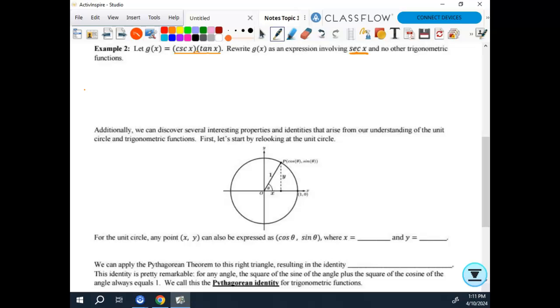So cosecant, what's that the reciprocal of? Sine. So I'm going to change that to 1 over sine x times, and then tangent, I could write it as 1 over cotangent. I don't know if that's going to help me. Instead, I think I want the quotient that is sine over cosine. Okay. Then can I reduce this? I can cancel those sines out. That gives me 1 over cosine x. And the reciprocal of cosine is secant. What questions do you have?